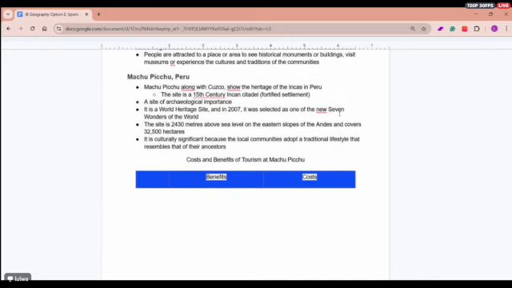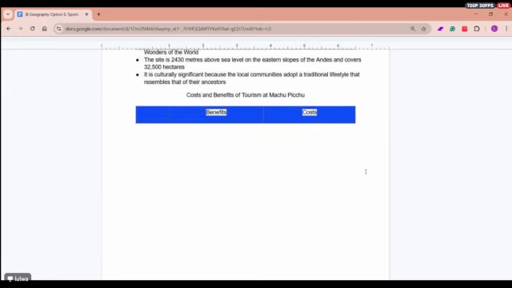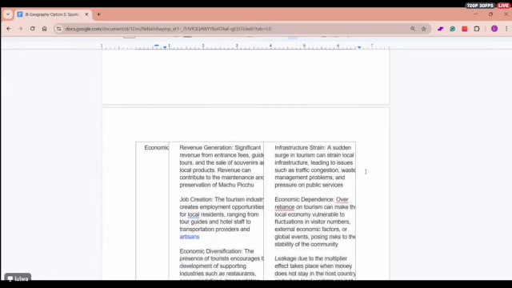And it's one of the new 7 wonders of the world. And the site is, of course, 2,430 meters above sea level on the eastern slopes of the Andes. And here is the cost and benefit of tourism at Machu Picchu.